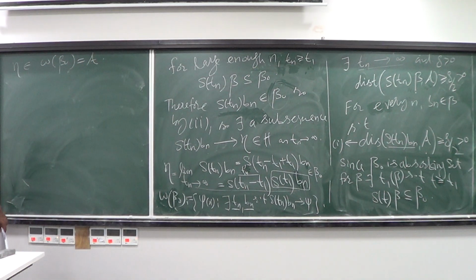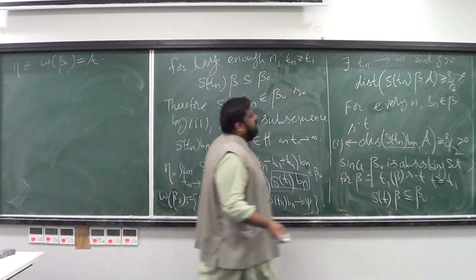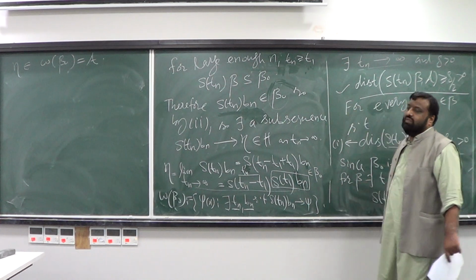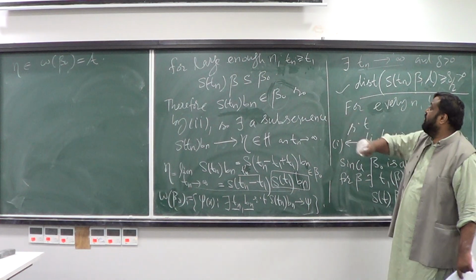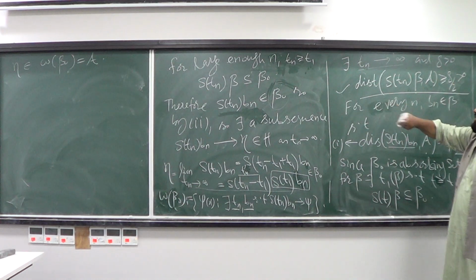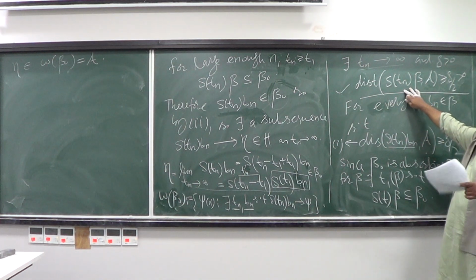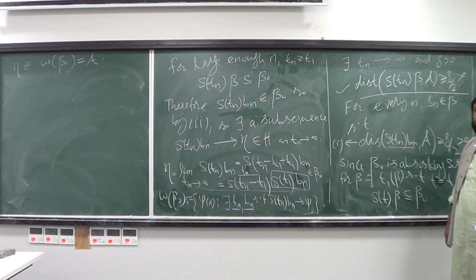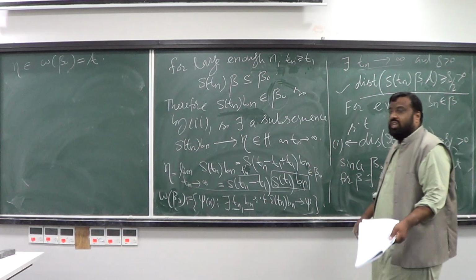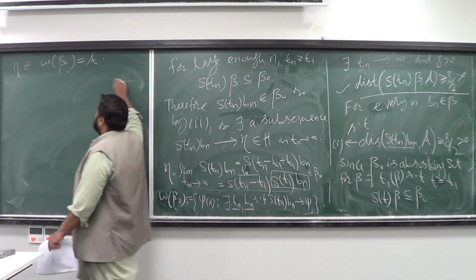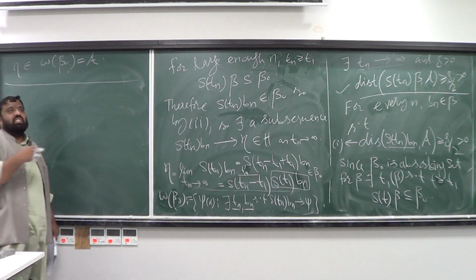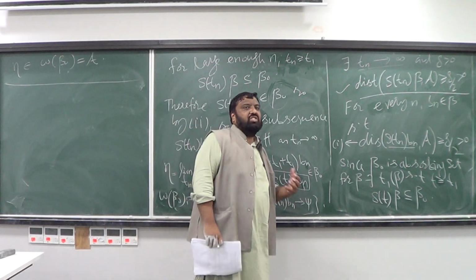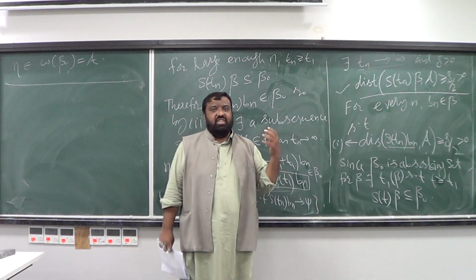Now this is a straight contradiction with this statement. This eta should not be in A, because the distance between eta and A should always be bigger than or equal to delta by 2. So that's a straight contradiction. And since you have this contradiction, your assumption at the beginning of the proof, that there is a bounded set which is not attracted by the attractor A, is wrong.